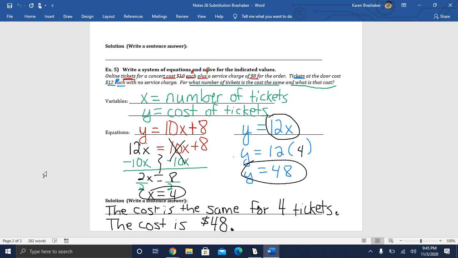So again, this is the substitution method, and it is a second method that we use for solving systems. This will be a good time for you to review and to brush up on your equation solving skills. So don't hesitate to ask for help as you need it, showing complete work as you solve using this method.